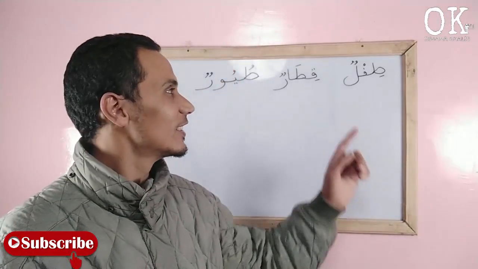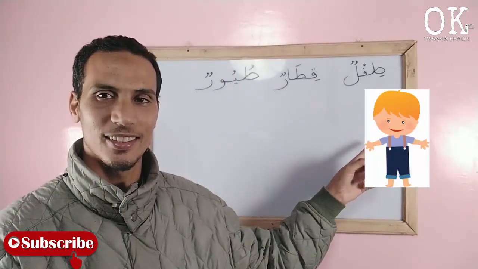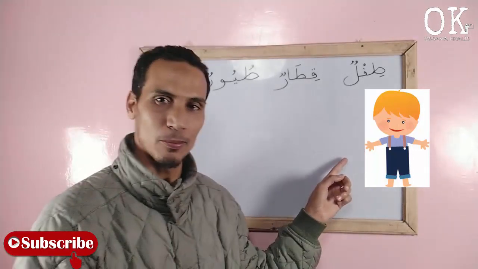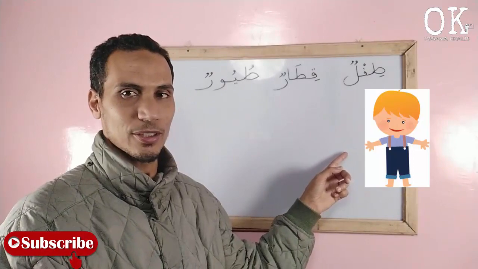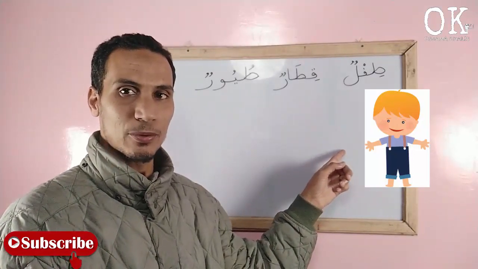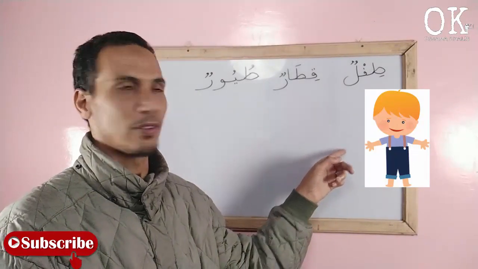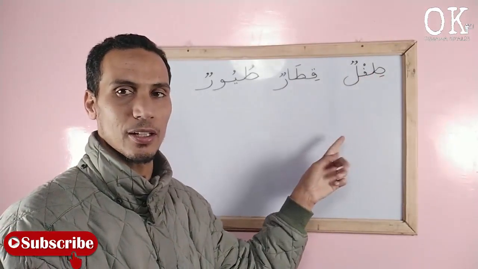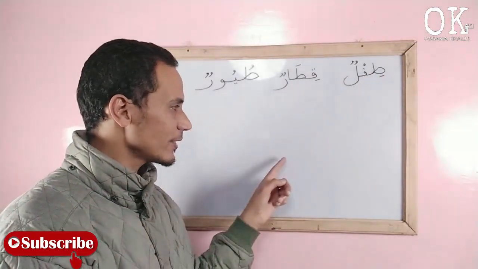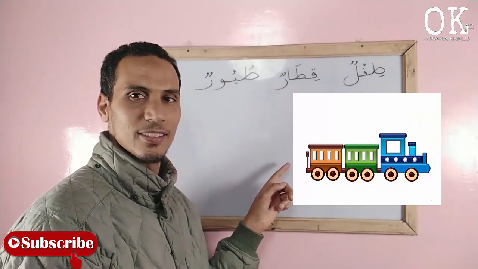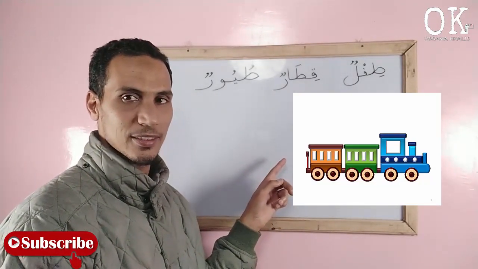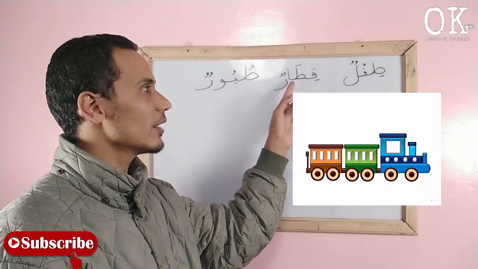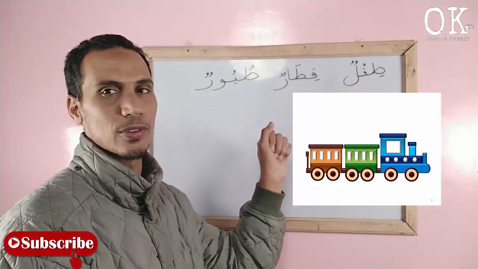Alright, who's this? This is a boy or a child. So in Arabic we say طفل. طفل means a child. And what's this? This is a train. هذا قطار. قطار.